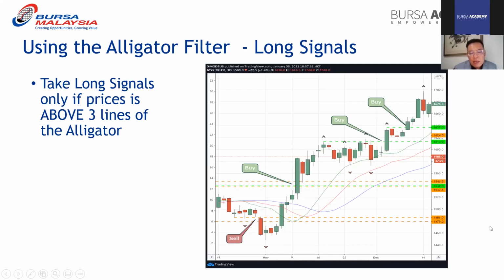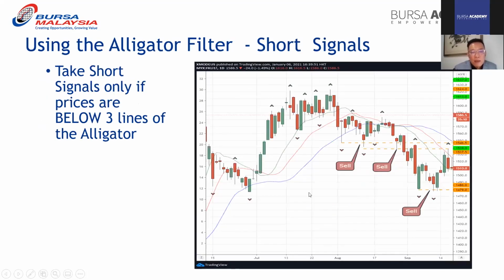Let's say you have a buy signal on your trading system, whatever indicators you're using. You can go to the alligator and counter-check whether the prices are all above the three lines or not. If they are all above the three lines and it confirms with your system or your indicator, then it's another added filter to show that the trend is up. So you can use the alligator that way.